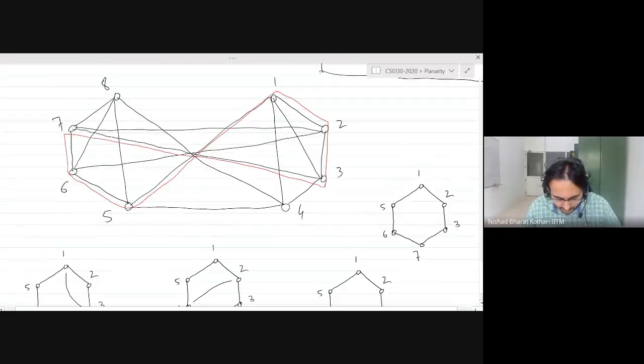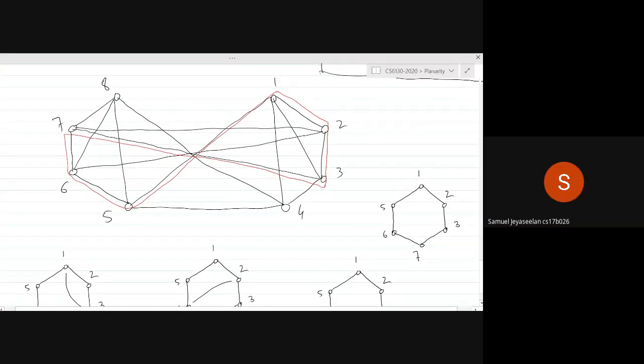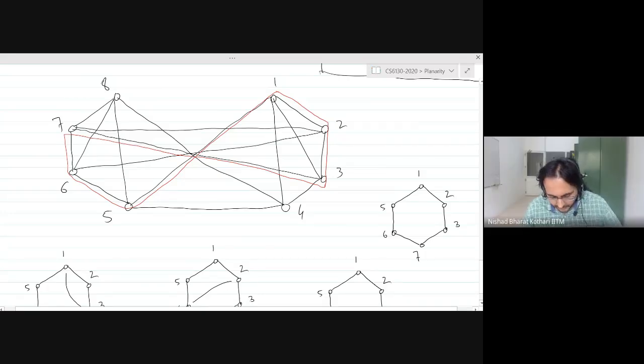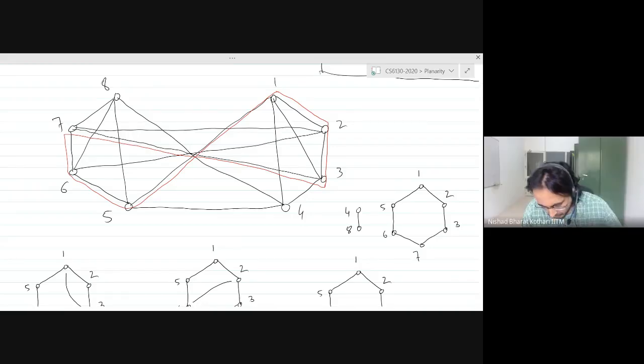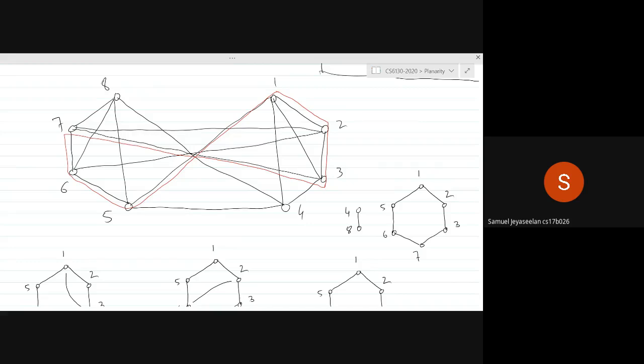Can someone else point me to another bridge? There's a bridge with the vertices 4 and 8. Okay, I'm going to put that here. 4 and 8. Where does 4 connect? So 4 connects to 1, 2, 3, and 8 connects to 5, 6, 7.